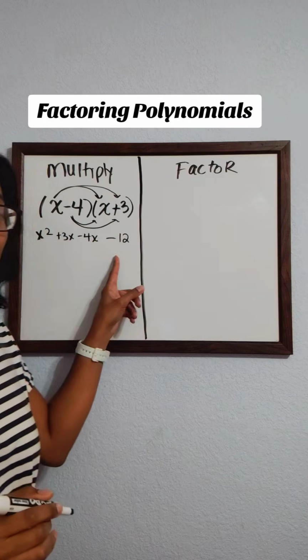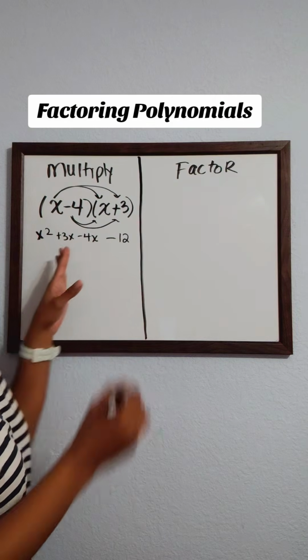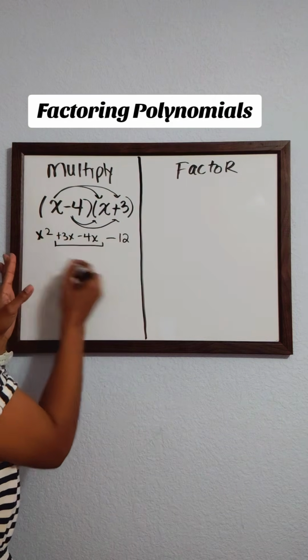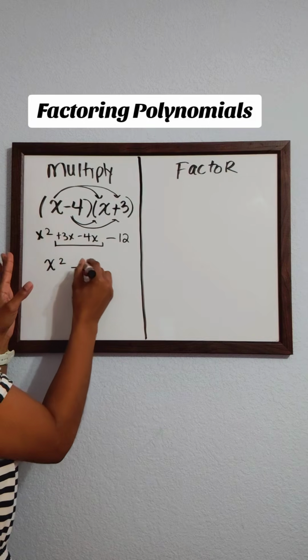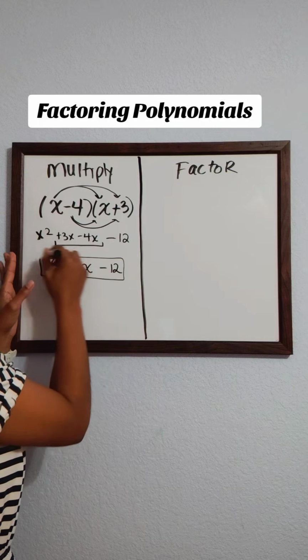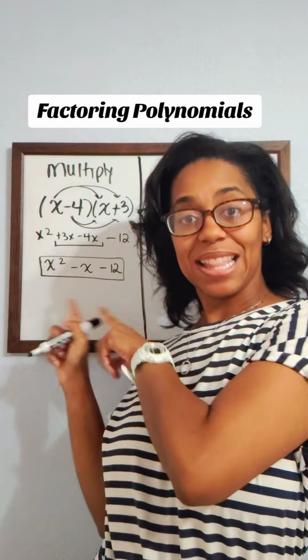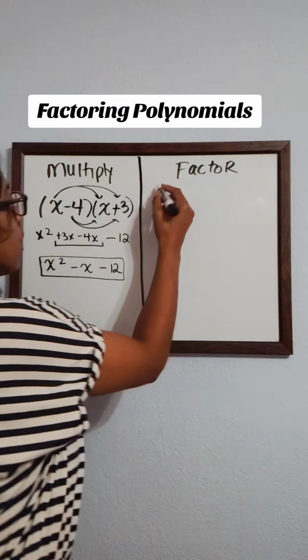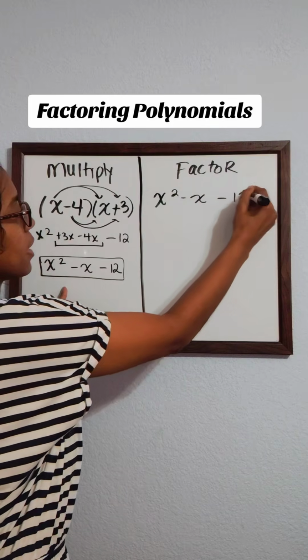Now, whenever I am multiplying these binomials together, I have to make sure I simplify to get my final answer. So I have x squared, negative 4 and positive 3 is negative x, minus 12. So my final answer is this. Factoring says, what did I multiply to get this, right? So now I'm going to use this x squared minus x minus 12.